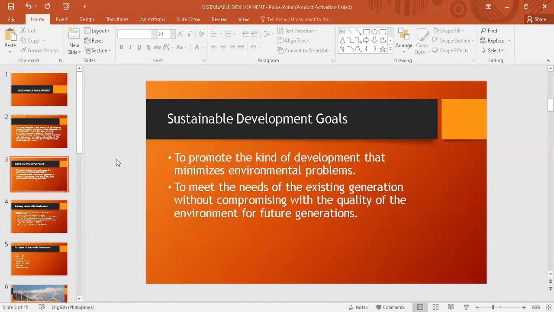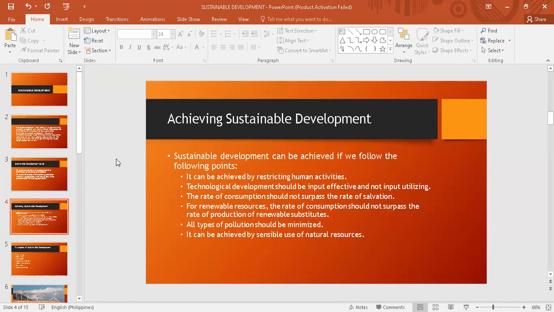So these are the two sustainable development goals. First is to have development to minimize environmental problems and to meet the needs of the existing generations without compromising the quality of environment for future generations. Now, we have this what we call achieving sustainable development.